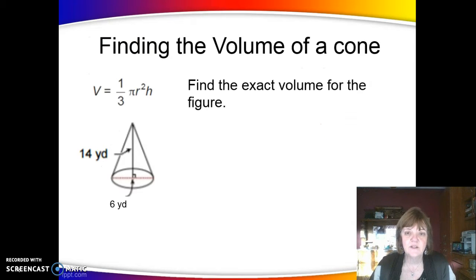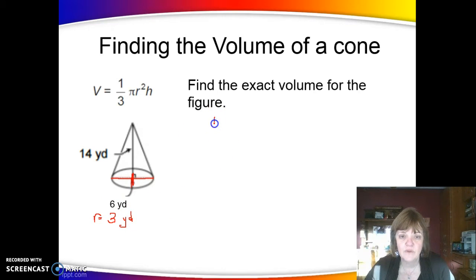Okay, now let's take a look at this kind. You've also seen this before. Notice we don't have the radius. Okay, one more time. I know you know this already because we've already done this with cylinders and spheres, but we're going to do it one more time. Here we've got a diameter. This is going clear across, so we need to cut this in half. Half of 6 is 3, so r is 3 yards.